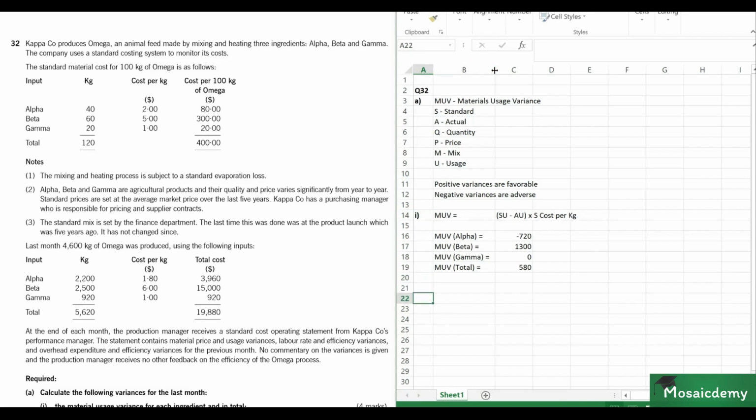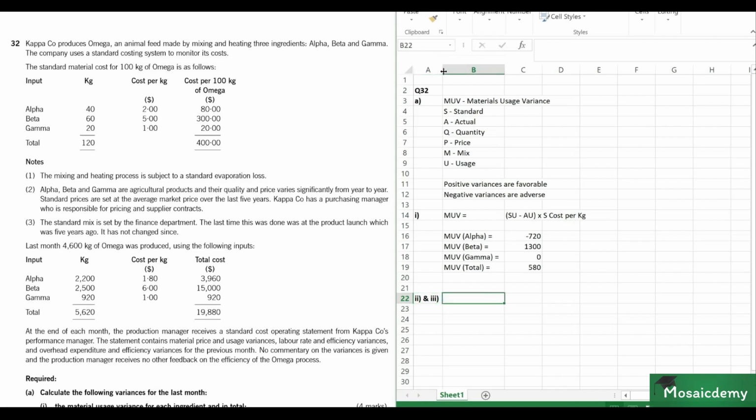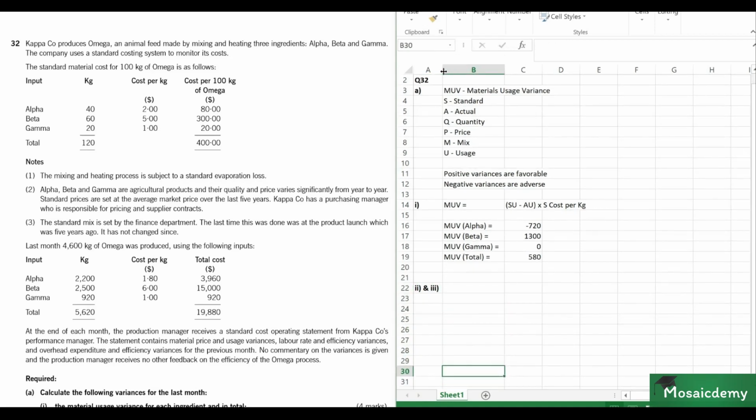And then we have the yield and mix variances. Since those parts are going to be calculated collectively, let's just mention that fact. So 2 and 3, this calculation is going to be collectively performed. Okay, so remember our table format. We'll have the 3 ingredients: alpha, beta, and gamma. And since we're only doing the mix and yield variance calculation, it's going to be based on the last 3 columns of our 4-column table.